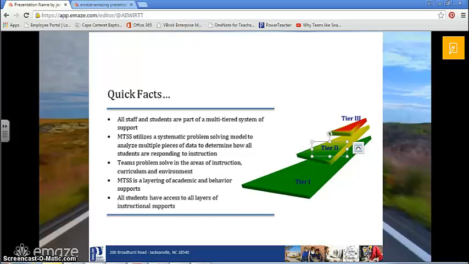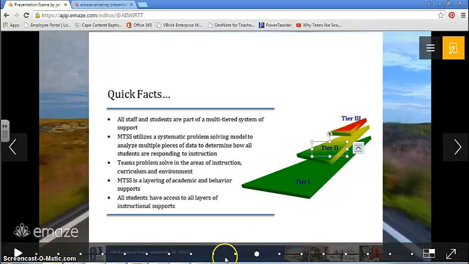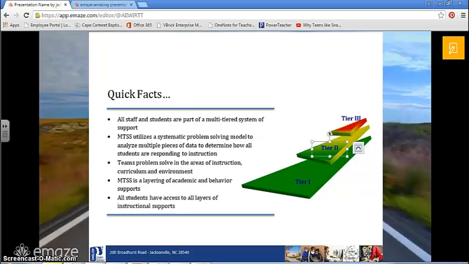Teams problem solve in the areas of instruction, curriculum, and environment. MTSS is a layering of academic and behavior supports, as we saw in the last slide. All students have access to all the layers of instructional support all of the time. This is not a design strictly for EC services.